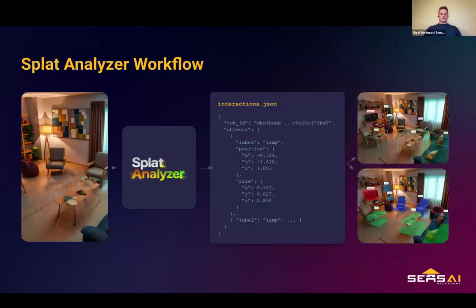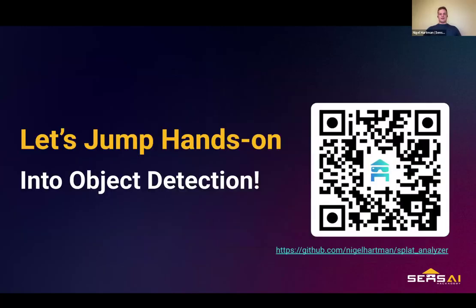And just to show it a bit more visually, basically we just have a splat on the left side. We put it into Splat Analyzer, and we get a JSON file out with all the detections, which we can visualize in a lot of different tools. We have a visualizer already provided in our repository, like you can see on the right side, but you can also use any other engine because you have the raw data of the detections available. Exactly. And with that, I would like to jump into action to show you a bit practically what all of that means.